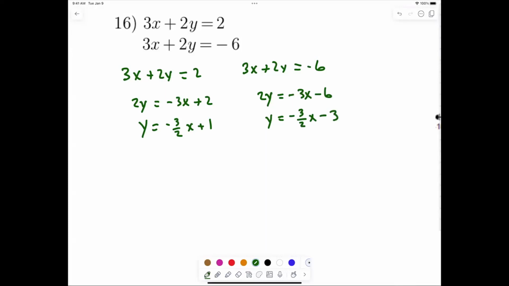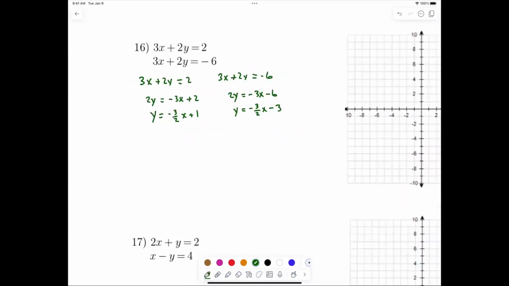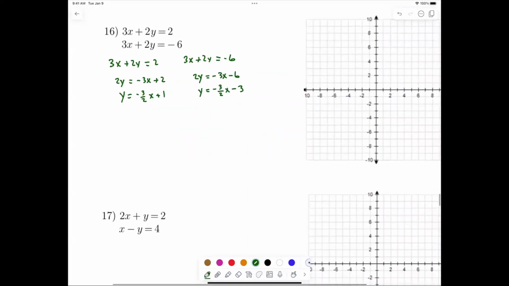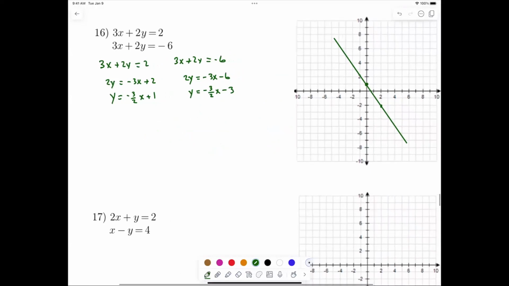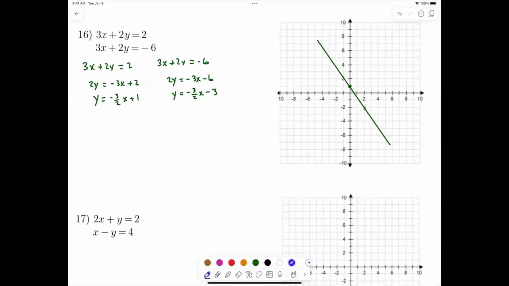Exactly. All right, Colton, how do you graph the first one? You put a dot on 1, positive 1. Yep. Then you go down 3 and right 2, or up 3, left 2. Thank you very much, sir. That is perfect. All right, Jay, what am I doing? It's negative 3. Yep.